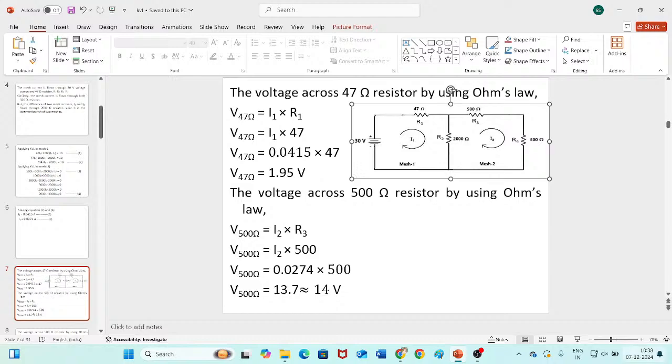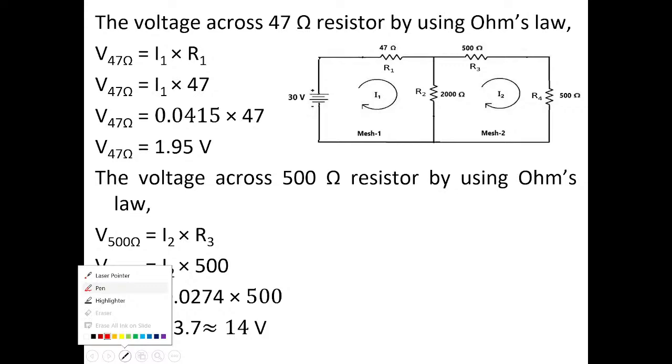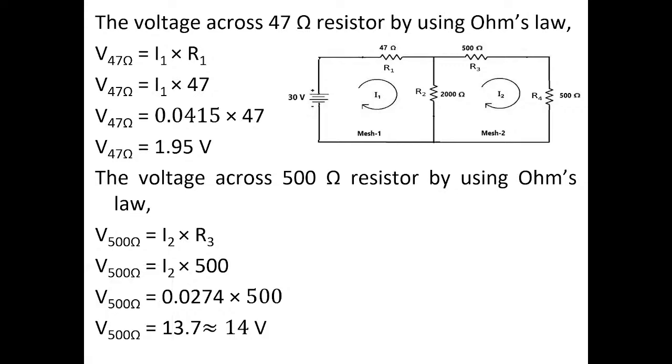This is our circuit. So now we have I1 and I2 currents. Let us determine the voltage across the 47 ohm resistor by Ohm's law. Apply Ohm's law: V is equal to I into R. So what is the voltage across 47 ohms?